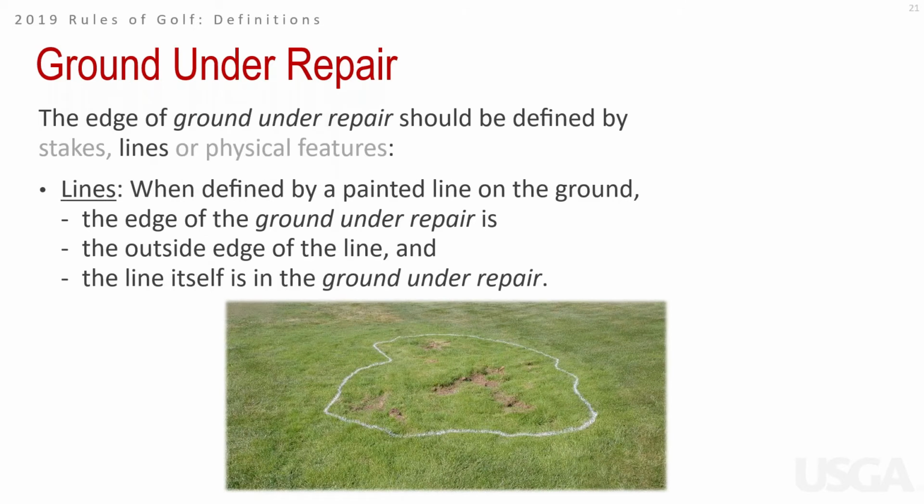However, if you're playing in one of our GAP championships, we're going to do our best to identify all the ground under repair by lines. When defined by a painted line on the ground, the edge of the ground under repair is the outside edge of the line, and the line itself is in the ground under repair. So if you remember from one of our webinars last week, we talked about penalty areas and out of bounds lines. This is similar to a penalty area. When your ball is on that line, you're in that area, in that condition. So it's a good way to remember it when you're on the golf course.